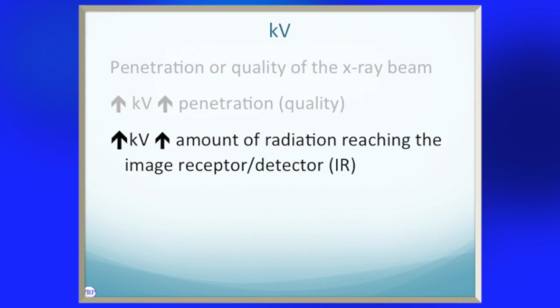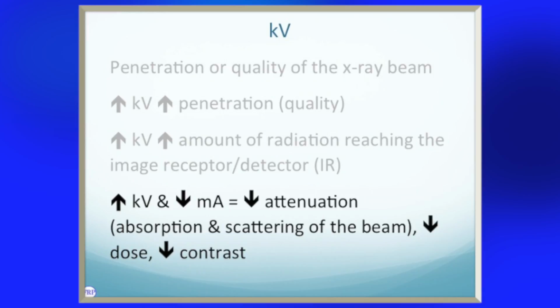As you increase the kV, what you're doing is increasing the amount of radiation that's going to reach the image receptor. And this can be really good if you want to help to save dose, but it also can decrease your contrast. So we have to be real careful how we balance that.